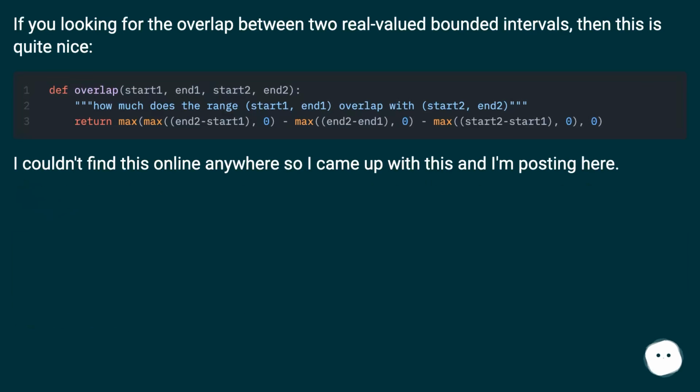If you're looking for the overlap between two real-valued bounded intervals, then this is quite nice. I couldn't find this online anywhere, so I came up with this and I'm posting it here.